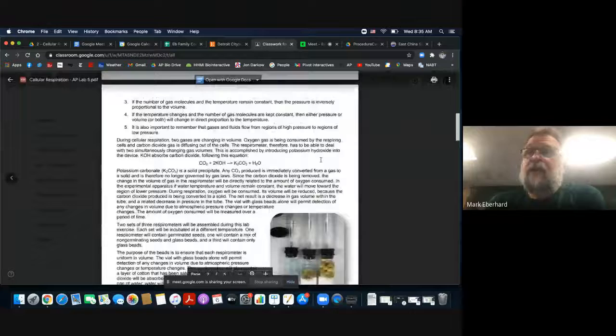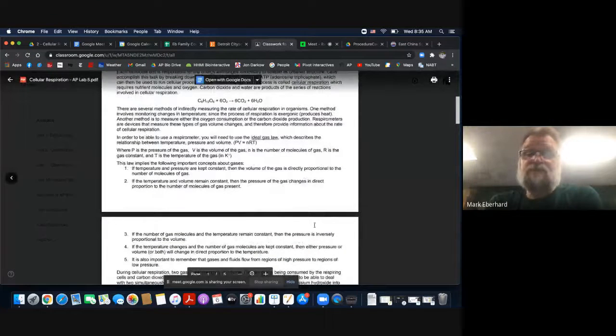So what we're looking at in this investigation, let me stop sharing here, is creating a respirometer to measure the rate of respiration. We're going to measure the rate of respiration. So let me show you the setup first, and then I'll show you the math and science behind it.